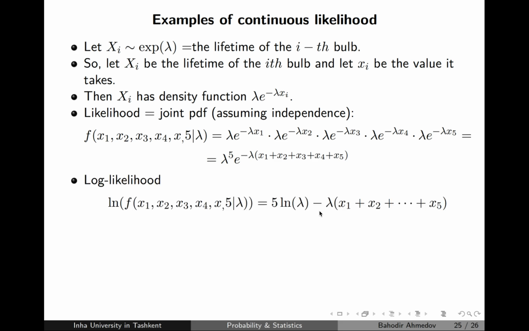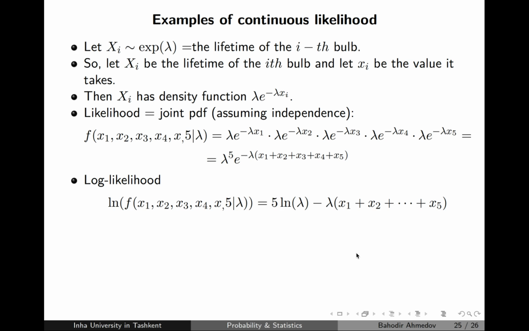The logarithmic likelihood function in this case: I take the logarithm, and the multiplication becomes a summation. The ln of lambda to the power of 5 is 5 multiplied by ln of lambda, and the ln of e to the power of this big number is minus the sum of the xi multiplied by ln of e, which is 1.